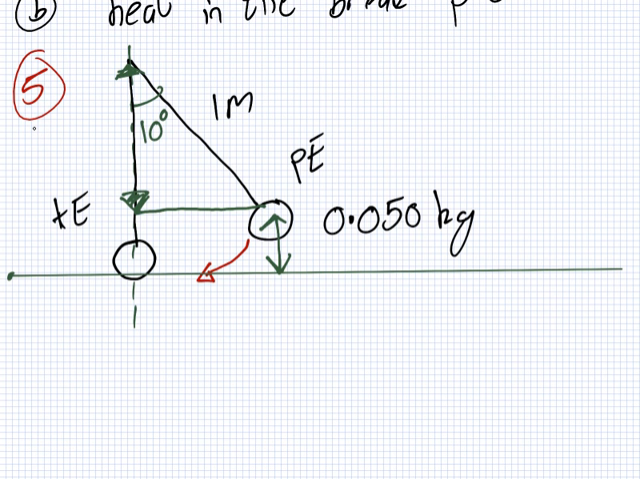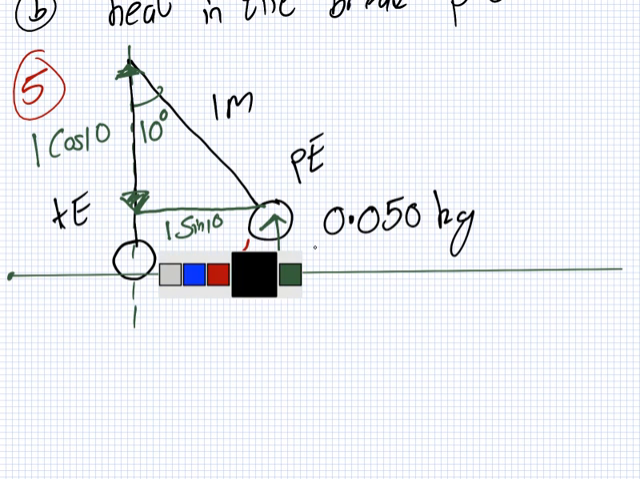So it will be like... cos 45, cos 10. 0.9. 1 cos 10. And this side here would be 1 sine 10. So how big is 1 cos 10? 0.98. So if that's 0.98, how big must this piece be? If the total is 1, then this must be 0.02.